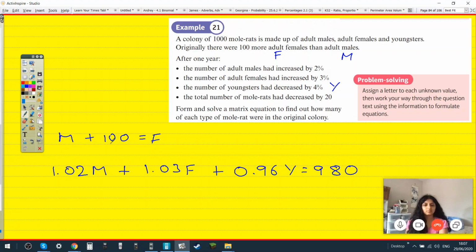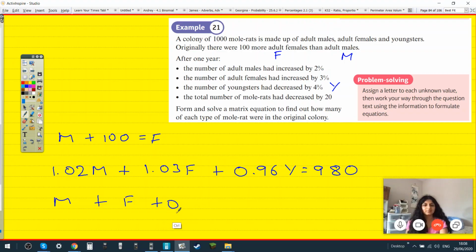I think we need one more, or maybe we don't. Oh, we have to substitute m plus 100 instead of f, and then you solve. But we've still got 2 unknowns. So there's 1,000 mole rats. Adult males, adult females. I think it implies that there are 0 youngsters to begin with. I don't think that's possible because the number of youngsters decreased after 1 year. So if there's none in the first place, how did they decrease?